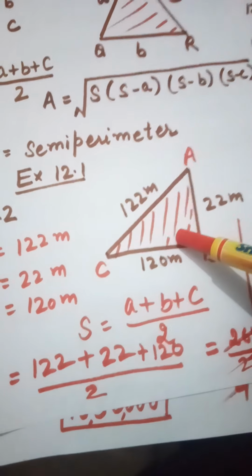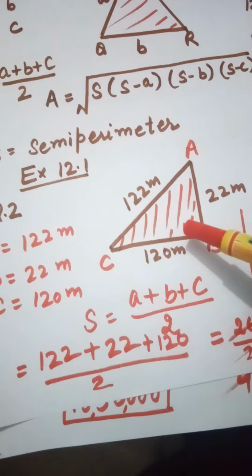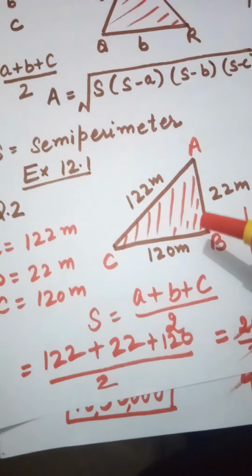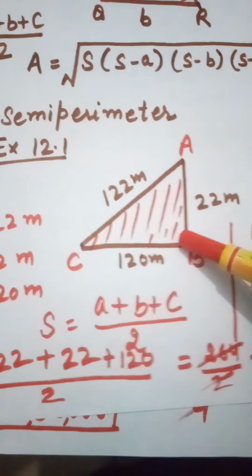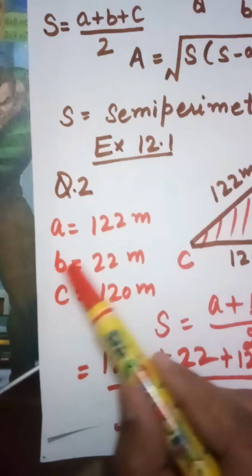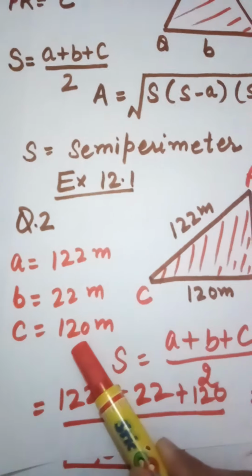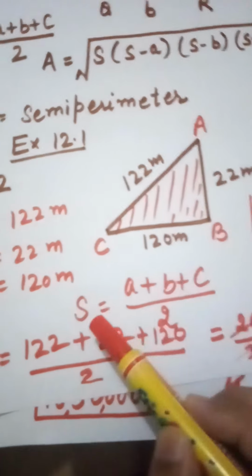If this wall is taken for only 3 months and the cost of advertisement is 5,000 per meter square per year, yearly you are given, and you have to find only for 3 months how much rent you will get for that. So for that, now you know that three sides are here, and after noting down the sides, our first step is to find the semi perimeter.